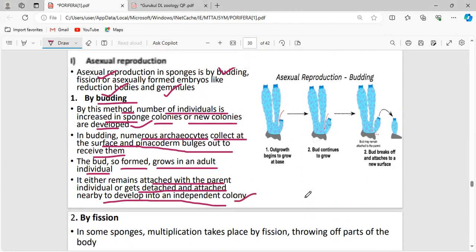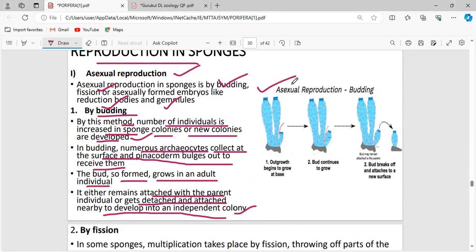Let me explain. See, this is the sponge. To initiate asexual reproduction, specifically budding, the important cells required are archaeocytes. The names of the cells are important, like pinacocytes, choanocytes, sclerocytes, spongiocytes. Archaeocytes are also important. For what? Asexual reproduction, particularly budding. These archaeocytes collect at the surface at one end of the body of the sponge.